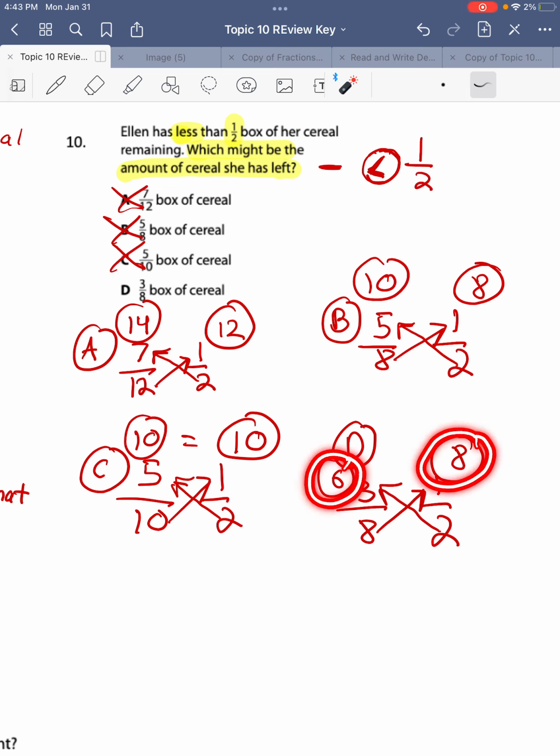Okay, sorry about that. My answer is D. Because remember, it's looking for less than 1/2. 3 over 8 is less. 6 is less than 8. So that means that it would look like this. 3 over 8. The alligator eats the bigger fraction.